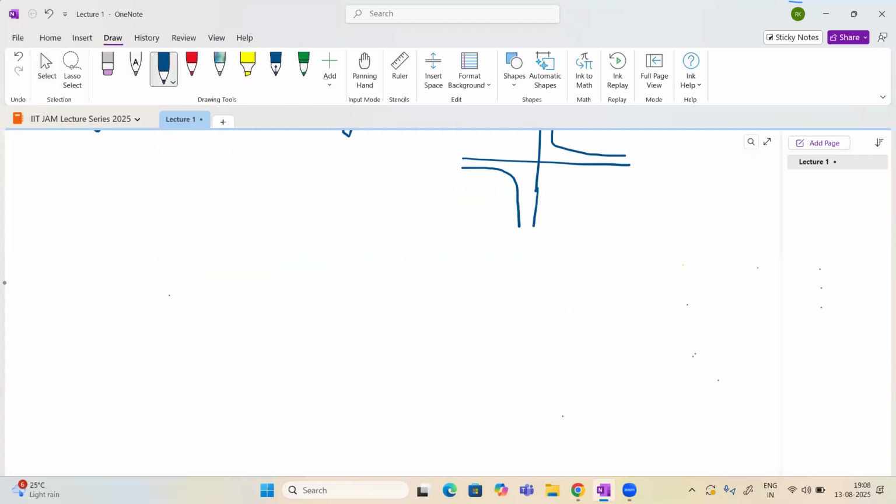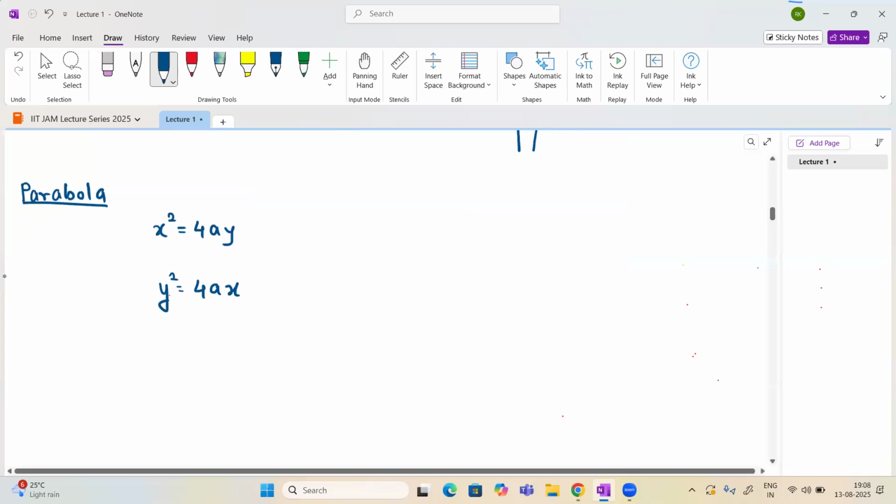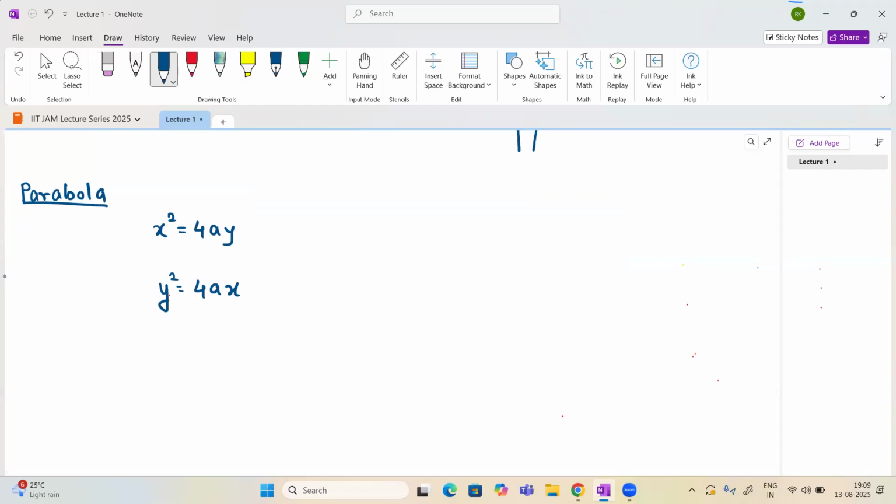So let us talk about the most important curve, that is the parabola. What will be the standard equation of a parabola? y square is equal to 4ax, or x square is equal to 4ay, right? Here a is considered positive, you can take negative also. But I will write this equation in this form, standard parabolas, right?